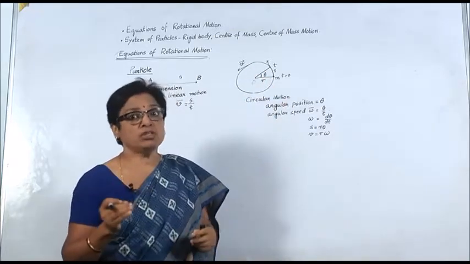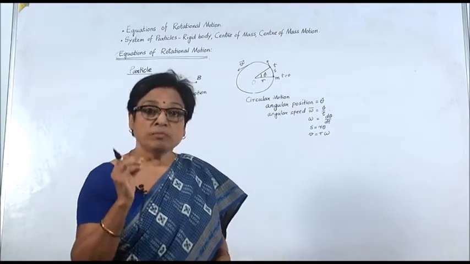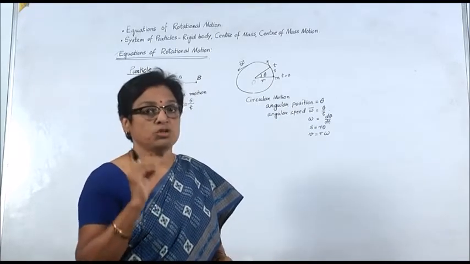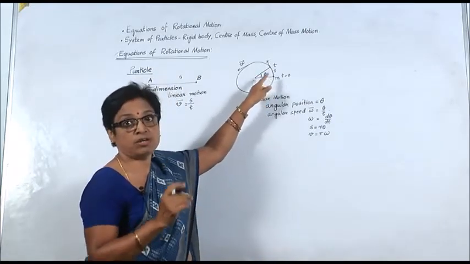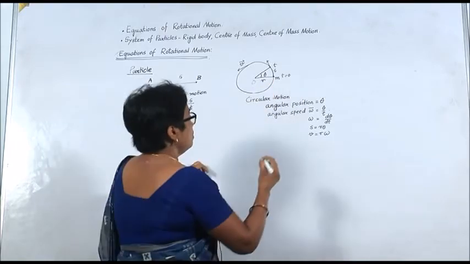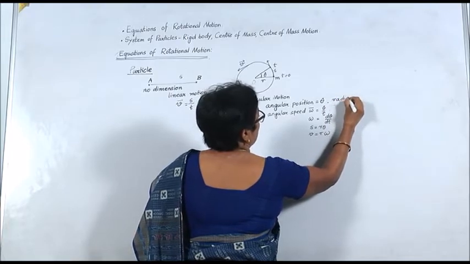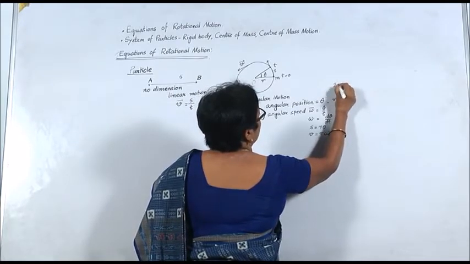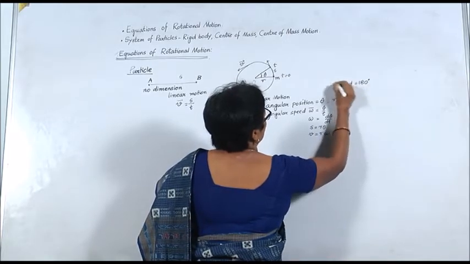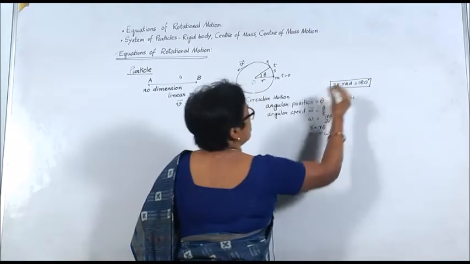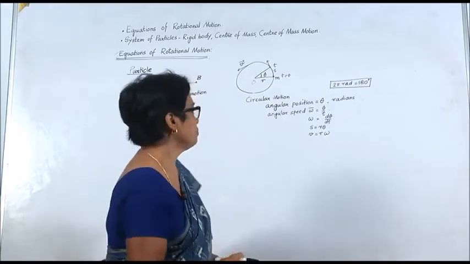Now, depending upon the type of motion you have, if it is a uniform circular motion, then the magnitude is constant or linear speed is constant. That means it takes the same time to cover the entire 2 pi. And remember, this angle theta is measured in radians, and 2 pi radian is equal to 360 degrees. So, accordingly you can change, 1 radian will be around 57.3 degrees.